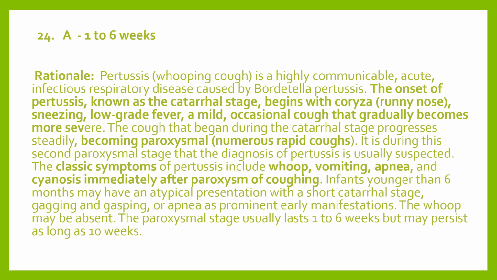The onset of pertussis, known as the catarrhal stage, begins with coryza or runny nose, sneezing, low-grade fever, and a mild occasional cough that gradually becomes more severe. The cough that began during the catarrhal stage progresses steadily, becoming paroxysmal, with numerous rapid coughs. It is during the second paroxysmal stage that the diagnosis of pertussis is usually suspected. The classic symptoms of pertussis include whoop, vomiting, apnea, and cyanosis immediately after paroxysm of coughing.